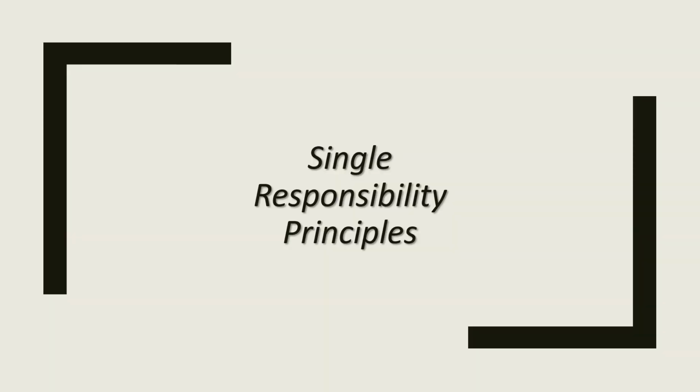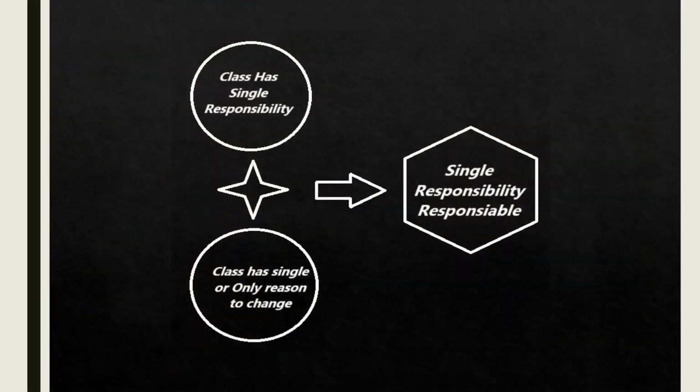Today we're exploring the first letter in SOLID, Single Responsibility Principle, or SRP. It means a class should have only one reason to change. SRP says that every class should do only one thing, it should have only one job. If a class does more than one job, any change in one responsibility might affect the other. This makes your code harder to maintain, harder to test, and more bug-prone.